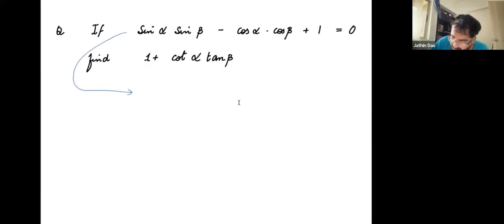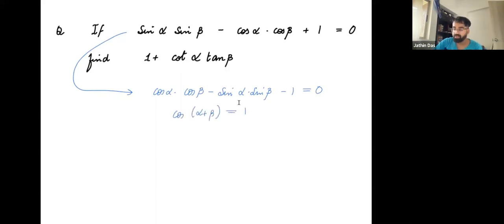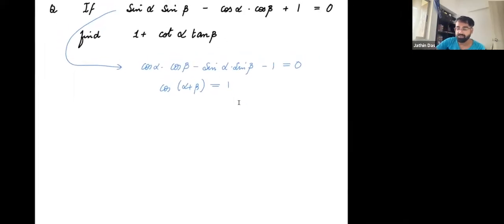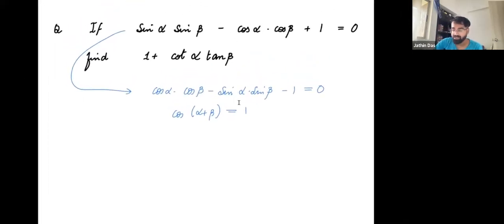So when you rearrange here, cos alpha, cos beta, just multiply by -1 in that whole equation. You will get it like this. So cos(alpha plus beta) is equal to 1. I hope that clicked. I think we did it. I think it was my mistake, I repeated it again, I feel. You have done it, right?